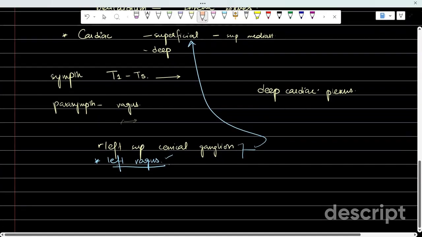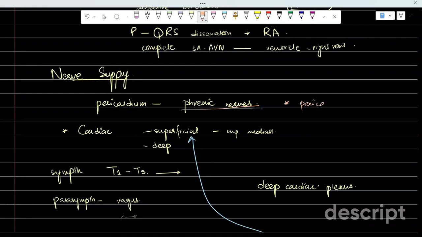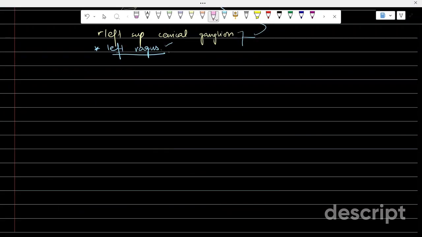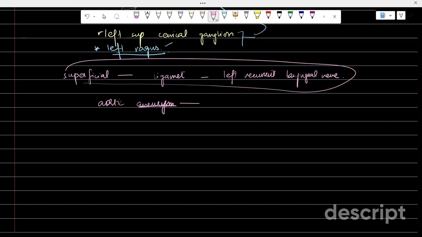Again, I would also like to point out a very important MCQ: along with the phrenic nerve, which artery travels? That is the pericardiophrenic artery. Please note that the superficial plexus lies very close to the ligamentum arteriosum and the left recurrent laryngeal nerve. So whenever there is an aortic aneurysm, basically an aneurysm of the aortic arch, it will compress all of these structures, resulting in hoarseness of voice as well as cardiac reflex abnormalities.